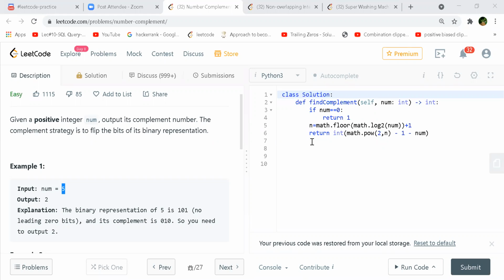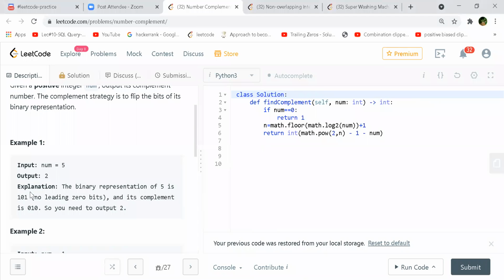What's the question actually? The question is, 5 is given, right? So 5's binary representation is 101. Now you have to flip the bits. So 1 will be 0, 0 will be 1, and 1 will be 0. Now you have to convert this to decimal, which is 2. So in the answer you have to find the number of zeros? No, what is the decimal value of this binary representation?